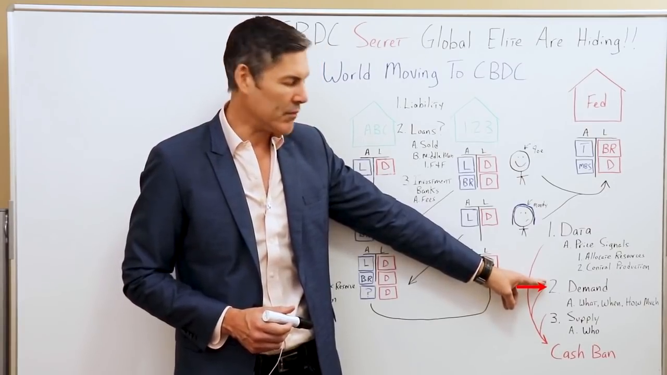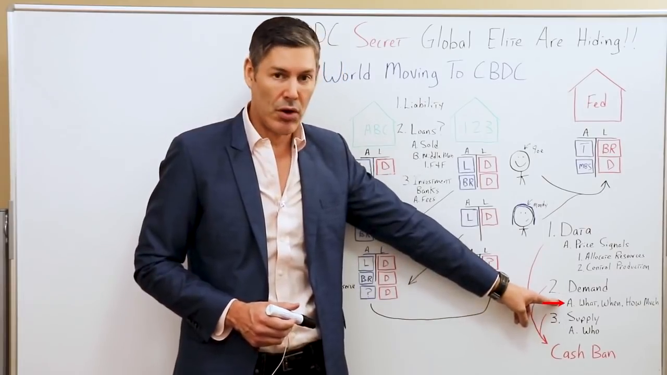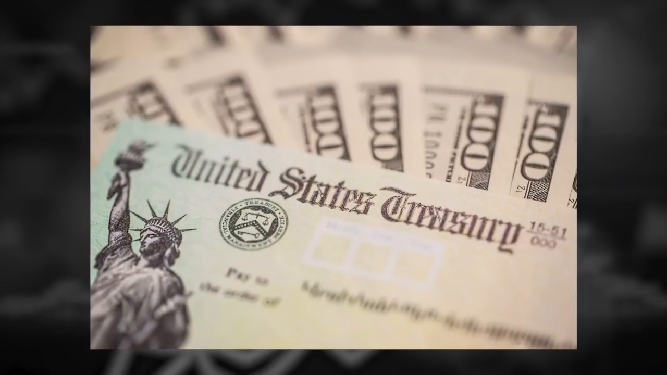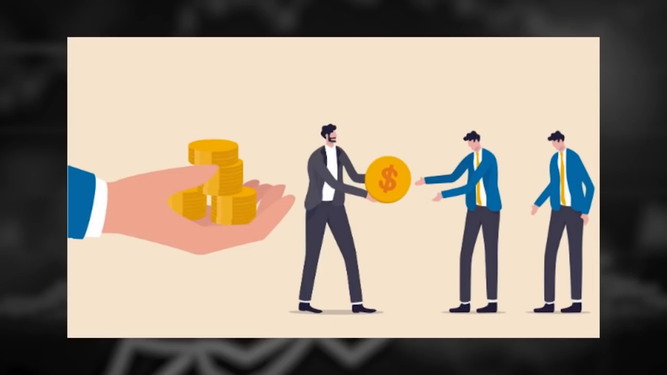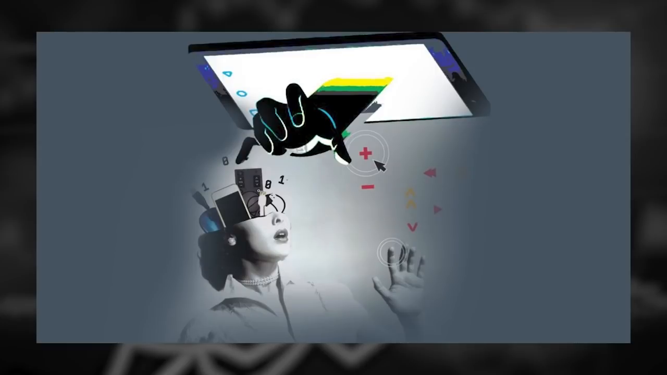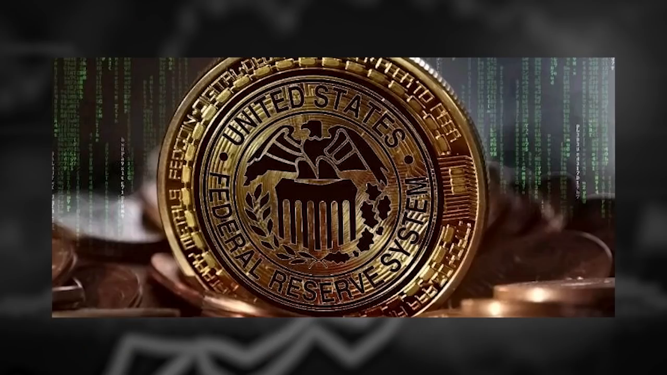So what do I mean by that? Well, it allows them to control what is being purchased, because let's think this through. If you're getting your stimmy checks and your UBI directly to your Fed app on your phone, they can control where you spend those Fed bucks or Fed coins.